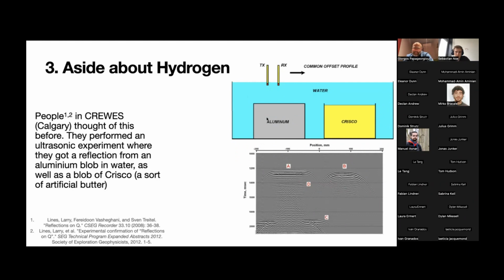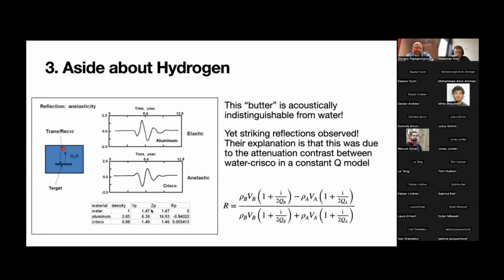And they started taking ultrasonic measurements and essentially did the equivalent of a little seismic survey. They drag their receivers along, and they obtained this profile. And you will see that they got a very decent reflection from the Crisco water interface, which from this schematic looks straightforward. But if you look at the actual acoustic properties of Crisco, you will see that the reflection coefficient between water and Crisco is almost zero.